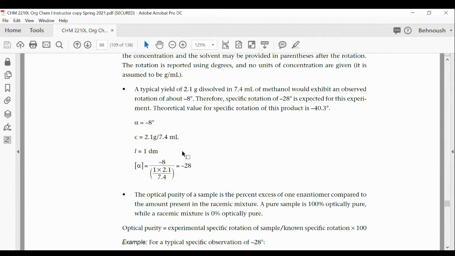But the rotation depends on the concentration. The higher the concentration, the higher the rotation is going to be. And also, it depends on the length of the cell that is used. Is it 2 decimeter or 1 decimeter? Those are the 2 standard lengths for it. So it is either 1 decimeter or 2 decimeter. We are using the 1 decimeter. So that's why we are dividing by 1, or we are using the length as 1.